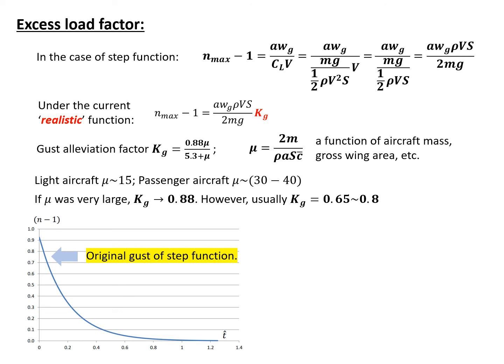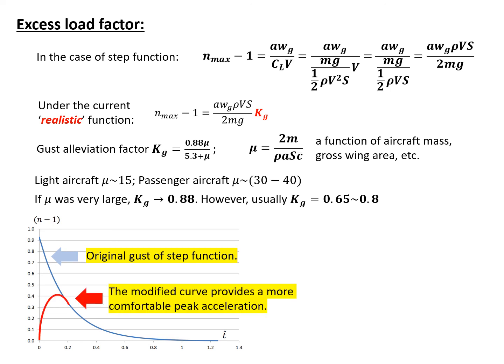So if we have the realistic function, which takes into account the jet profile of the vertical gust, the evolution will look like this. The initial downward part will be replaced by an upward part and then downward. The red part is the modified curve, which provides a more comfortable peak acceleration. The peak is about 40% or 42% of the step function magnitude, so it's reduced to about half of the initial maximum acceleration.